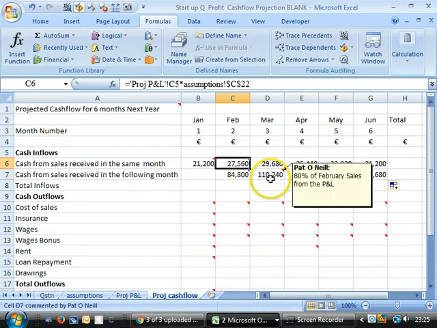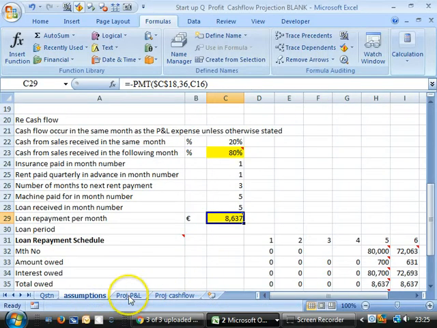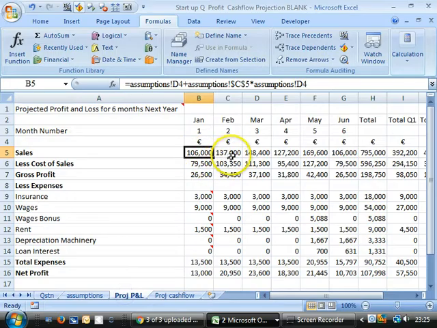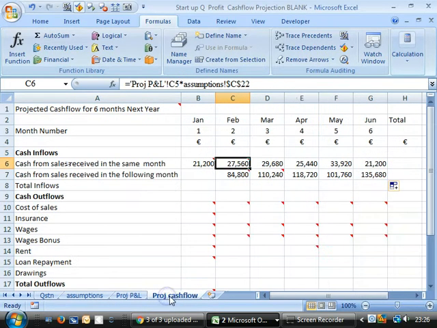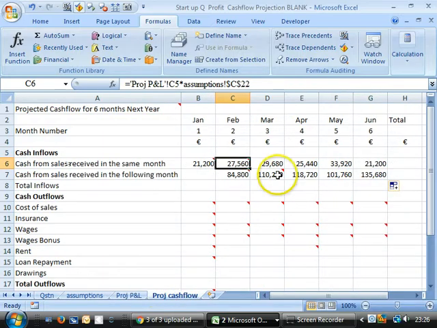So I'm saying that February sales 20% come in. So let me go to February. So it's 20%. Is 20% of 137,800 27,560? It is. And is 80% of it 110,240? I think it is, and so on. We need to check these figures.